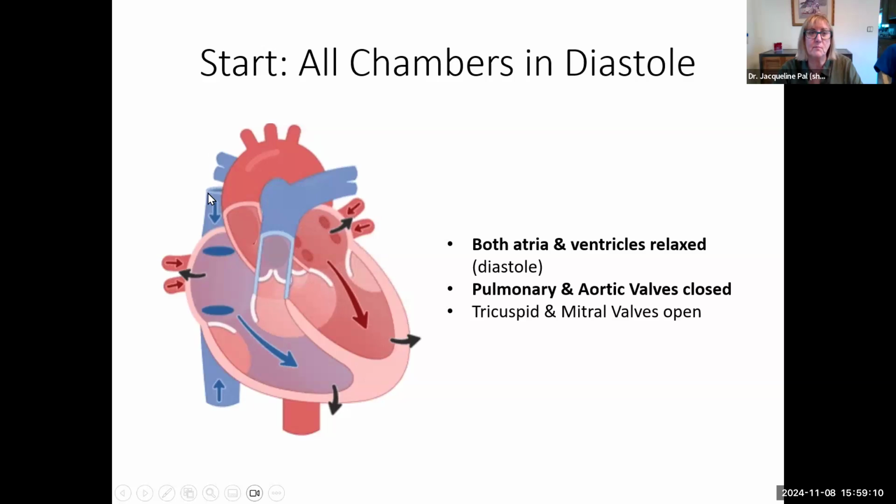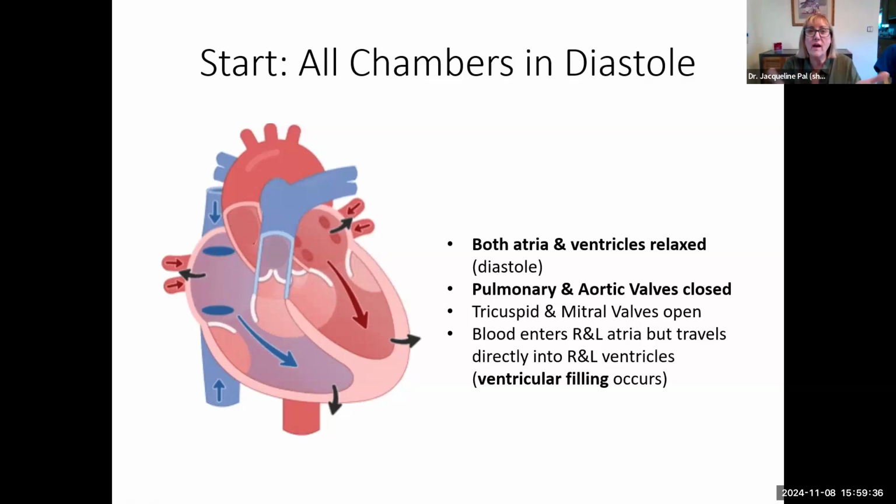So what that means is the blood pouring into the right atrium from the superior and inferior vena cava, as well as from the cardiac veins, is going to pour directly through the tricuspid valve into the right ventricle, and the blood returning to the left atrium from the pulmonary veins is going to be dumped into the left ventricle. So when all the chambers are in diastole in that resting period after the lub dub, that's when ventricular filling is going to occur. So now we're ready to start the lub of the lub dub.